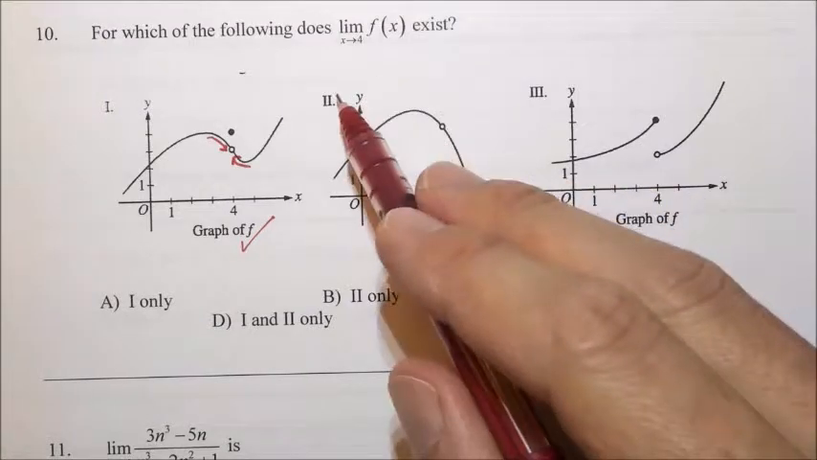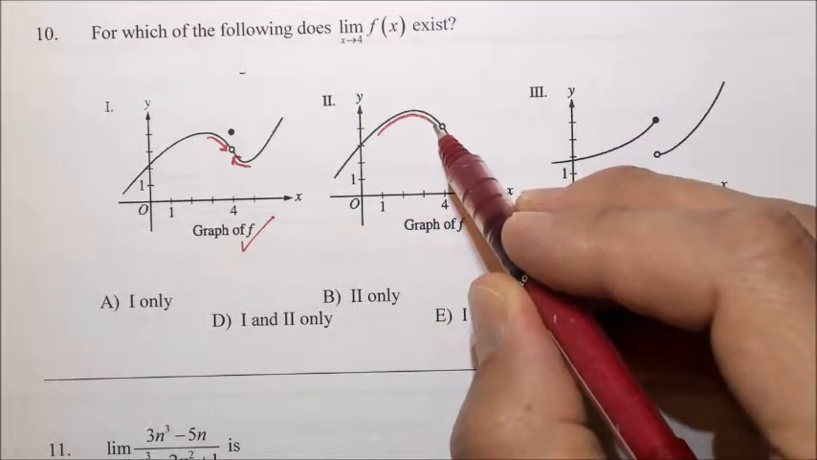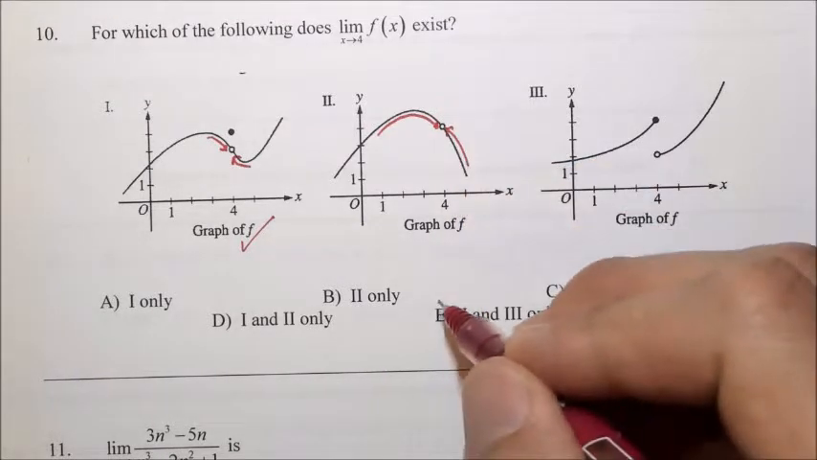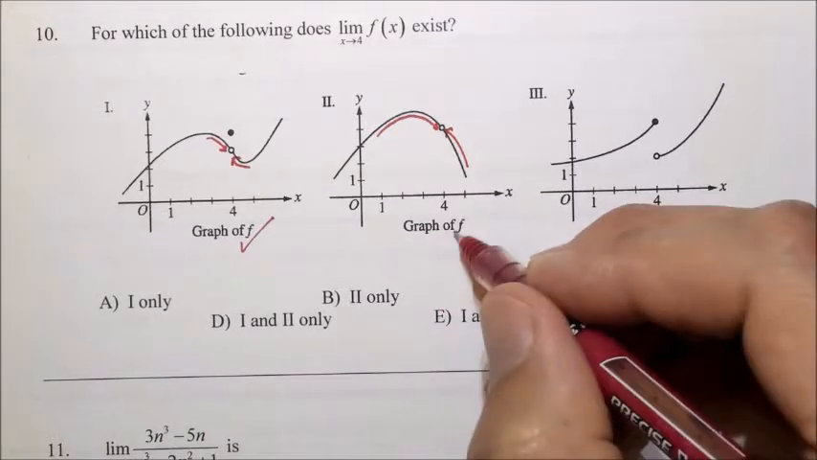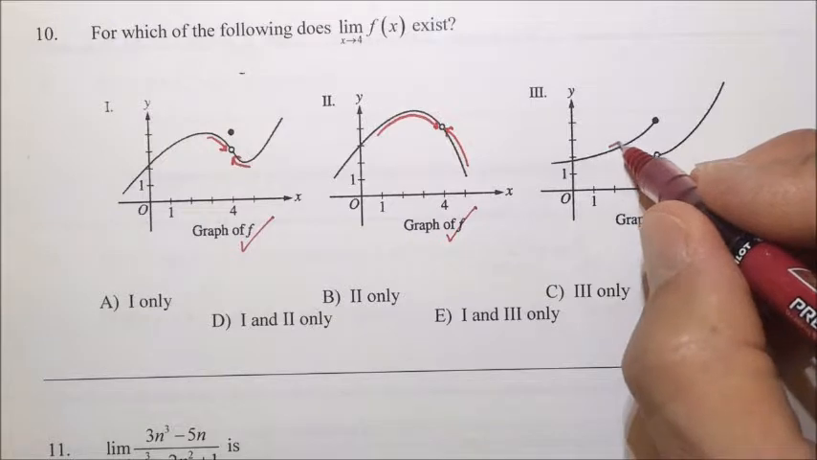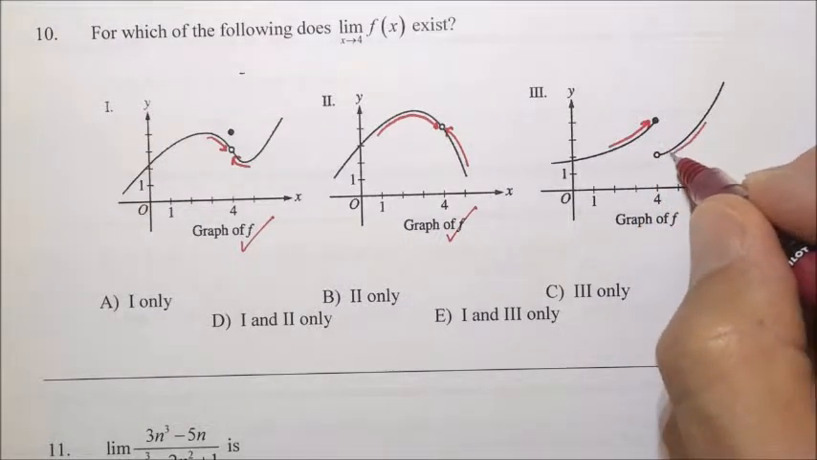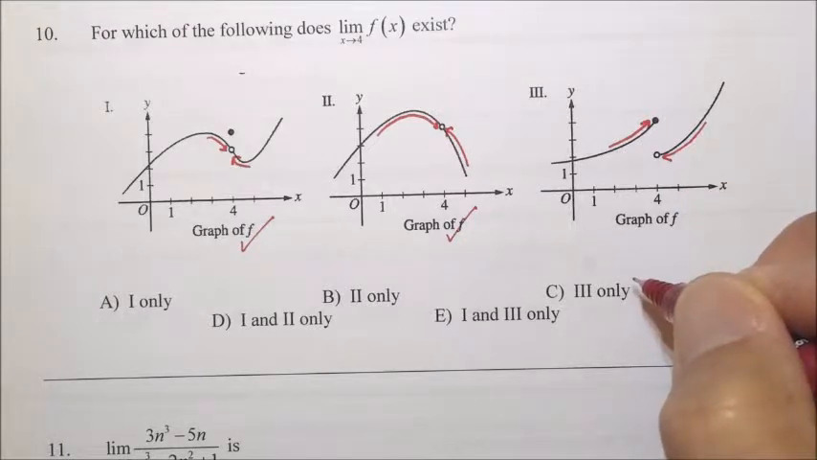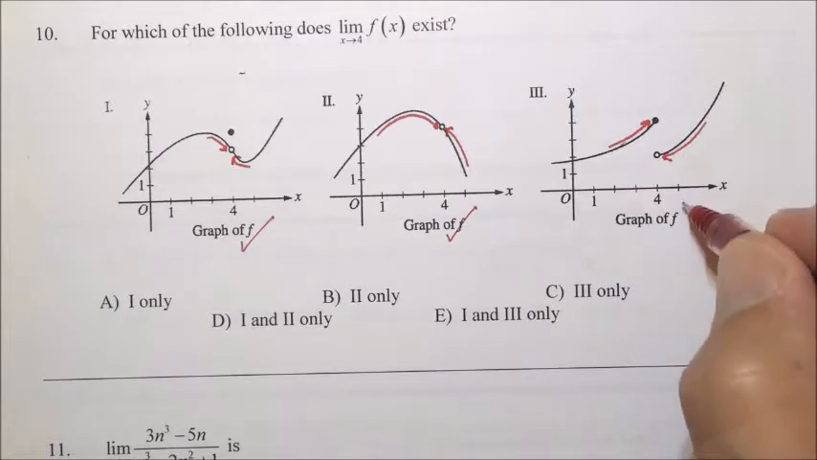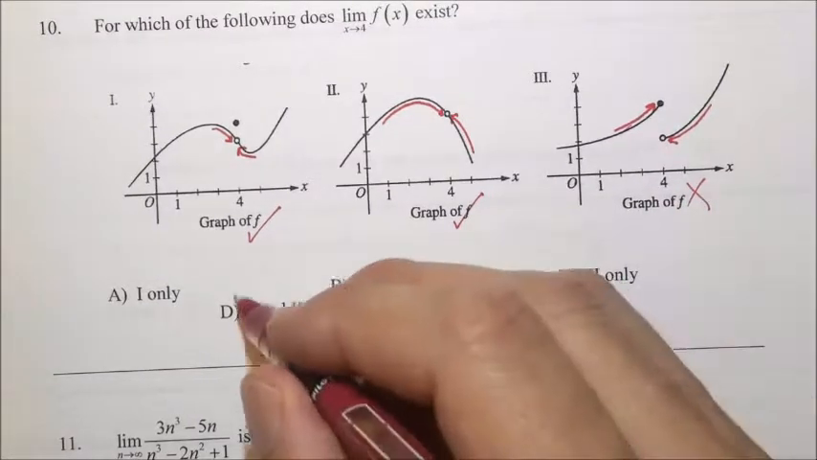Let's go to Roman numeral number 2. Again, finger test. As we approach from the left, we're heading to that value. As we approach from the right, we're heading to the exact same value. So the fingers would touch. The limit exists. Roman numeral number 3. As we approach from the left, heading up there. As we approach from the right, heading down there. Fingers are not heading towards each other. They're way off. One's down here, the other's up here. The limit does not exist for that third. We want 1 and 2 only.